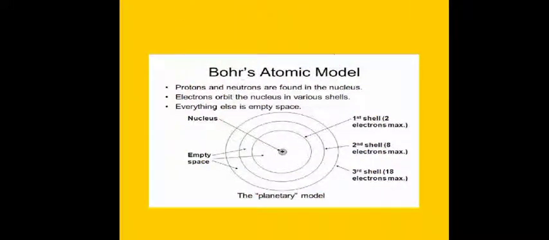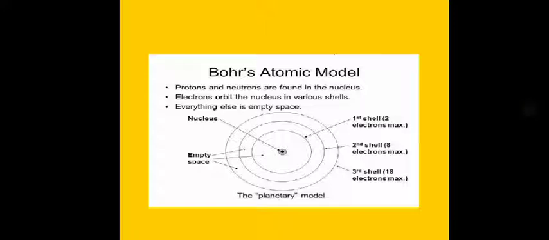Next is Bohr's atomic model. The Danish physicist Niels Bohr developed on the Rutherford model and proposed the atomic model called Bohr's atomic model. He said that protons are found in the nucleus, electrons orbit the nucleus in various shells, and everything else is empty space. The shells are known as K, L, M, N. The first shell is the K shell, which has a maximum of 2 electrons. The second shell is the L shell, with a maximum of 8 electrons. The third shell is the M shell, with a maximum of 18 electrons. These shells are also known as energy levels.